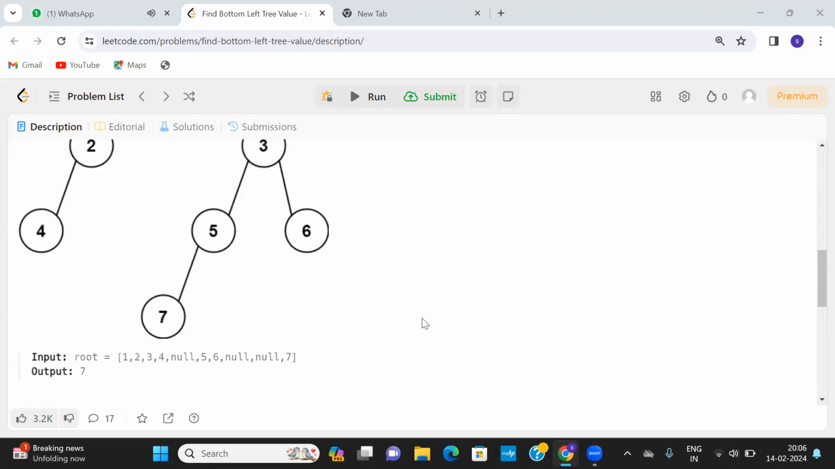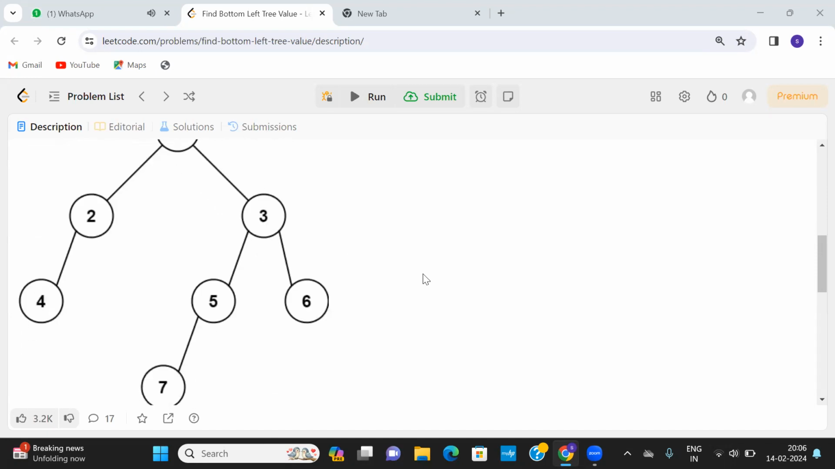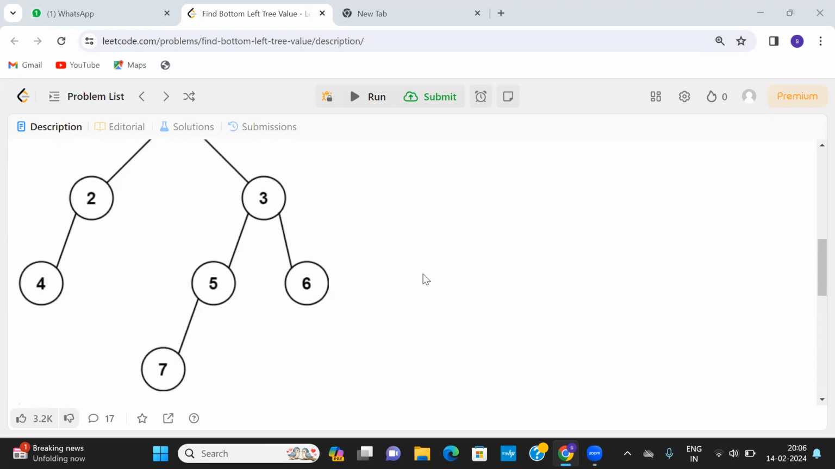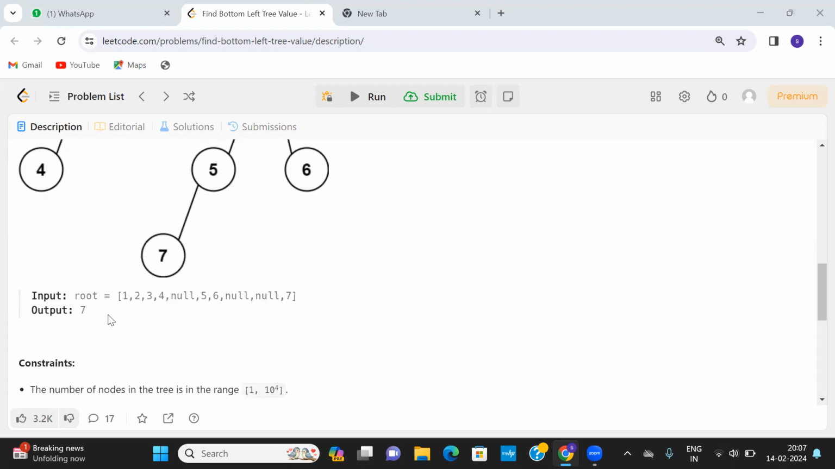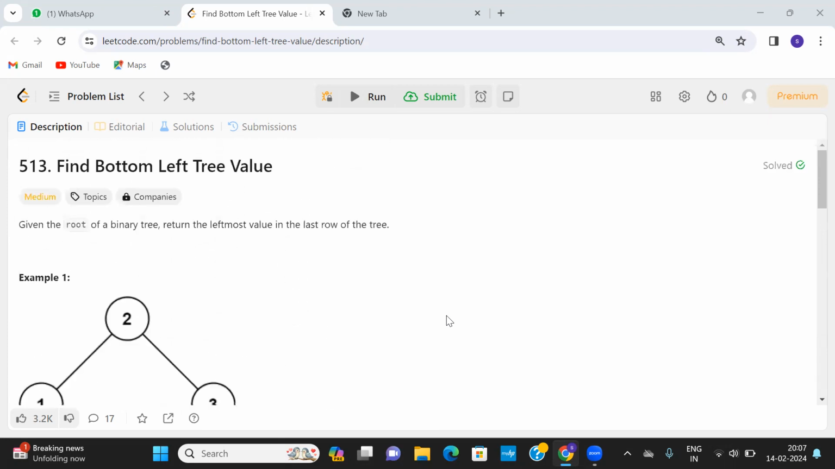In the second question, the tree is given to us. And the last level is the one which contains node 7. And there are no nodes apart from 7. So 7 is the only, and therefore the leftmost, node of the last row of this particular tree. So we will just return 7 in this particular case. I hope the question is very much clear to everyone. We just need to find the leftmost value in the last row of the tree.